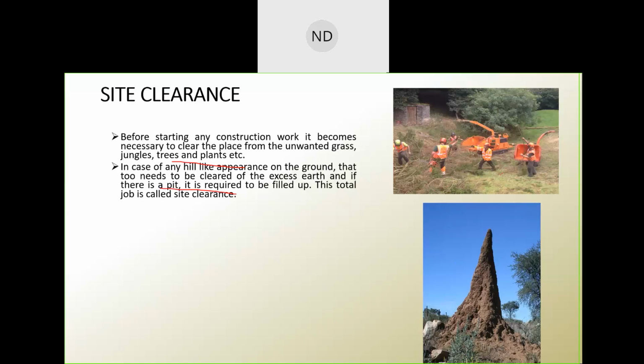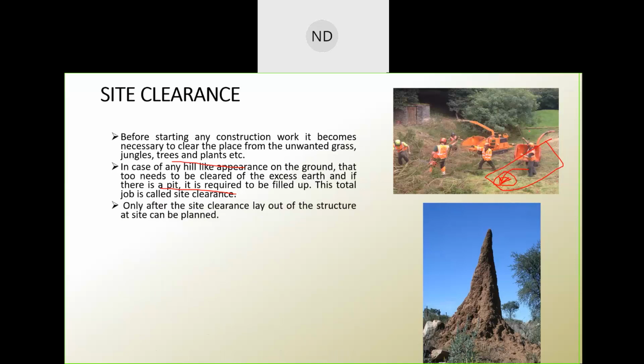Suppose there is a pit here, then you need extra earth, so you will fill this pit with earth. And then you will level this area. After removing all these things, jungles etc., and clearing this site, it will be okay for your construction and for the beginning of your foundation works.